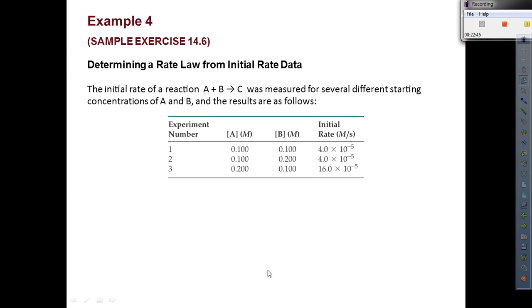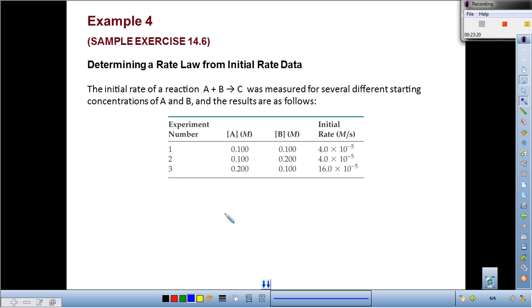Alright, so let's do this problem together. See how you guys do. We have a reaction, A plus B yields C, and it's measured using several different starting concentrations, and they gave us a whole bunch of data. They give us the concentration of A in different trials, the concentration of B in different trials, and their initial rates in these different trials. So let's figure out the order of my reactants and come up with a rate law.